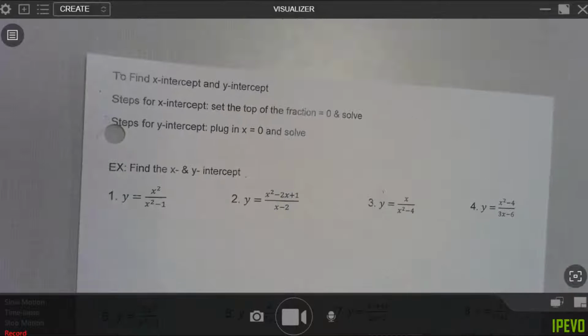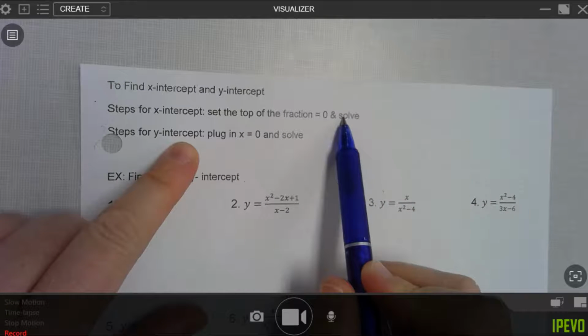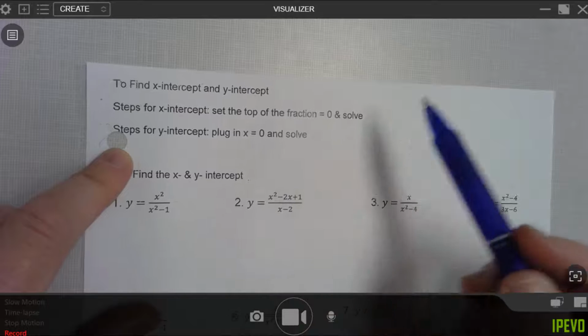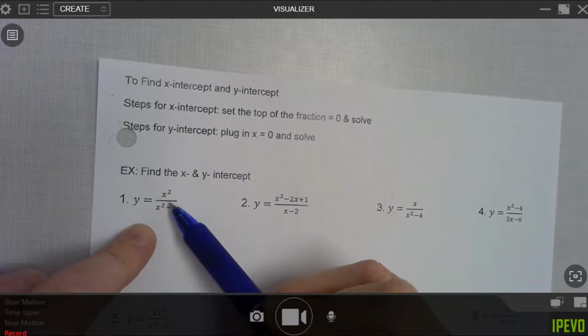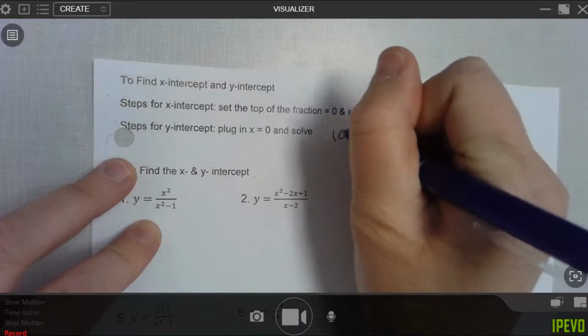All right, so now we're going to talk about the x and y intercepts. To find your x-intercept, you always set the top equal to 0 and solve it. The y-intercept is when you plug in 0 for x's. So the reason for this is to make this whole thing 0, because when you write an x-intercept, it's always (number, 0), and your y-intercept is always (0, number).